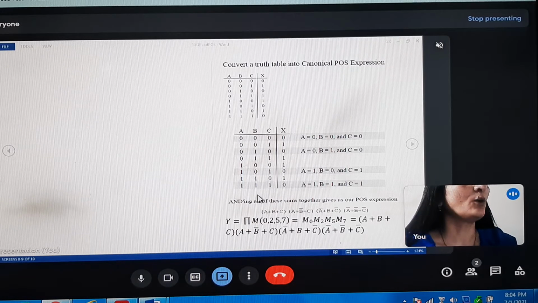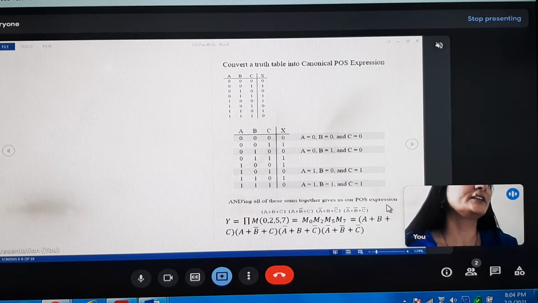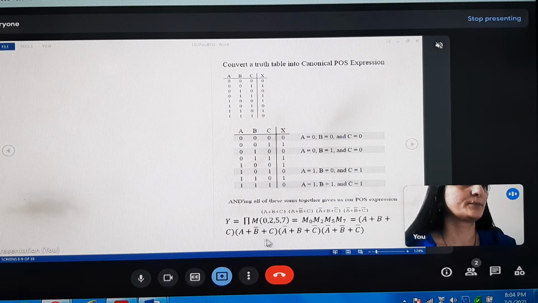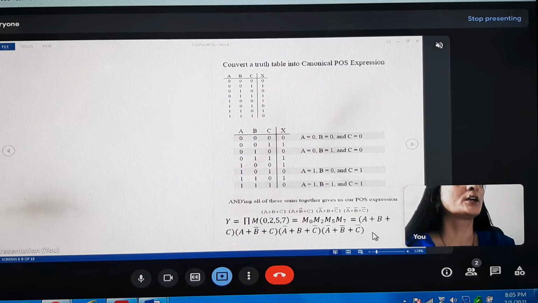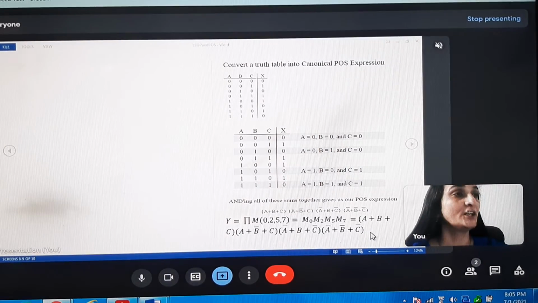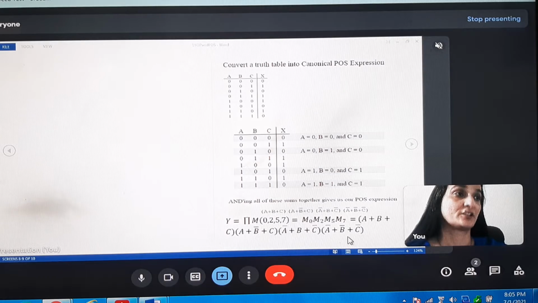Now, ANDing all of these sum terms to obtain the POS expression of this truth table. The first sum term is A plus B plus C, then dot A plus B bar plus C, dot A bar plus B plus C bar, dot A bar plus B bar plus C bar. There are 4 sum terms, and we AND them together to obtain the POS expression.